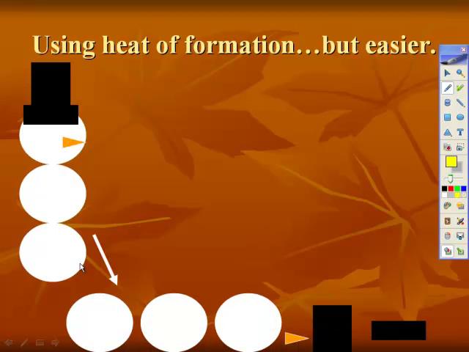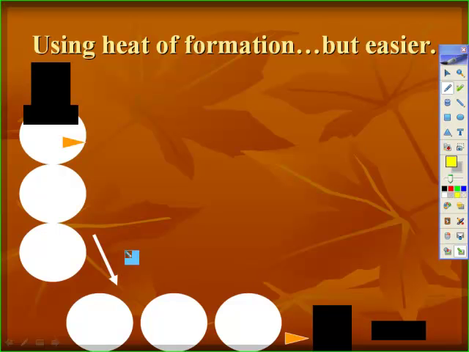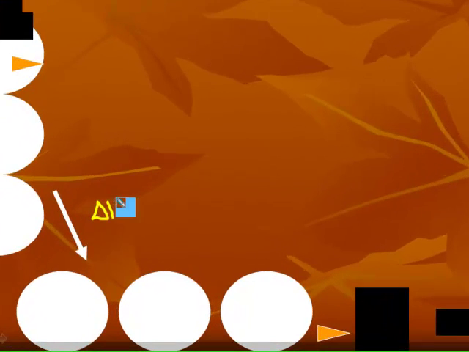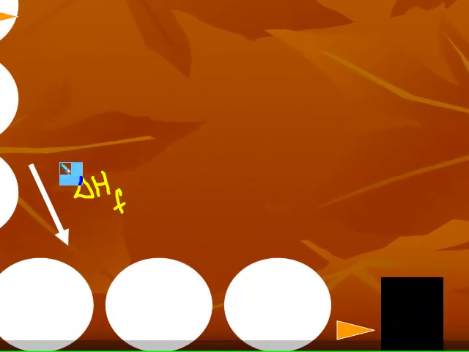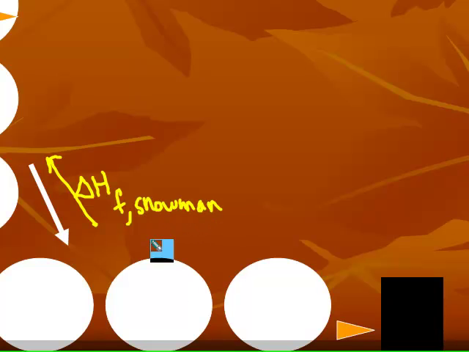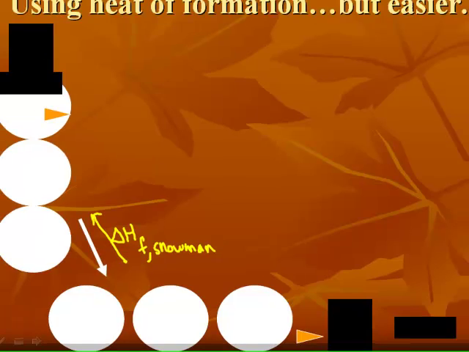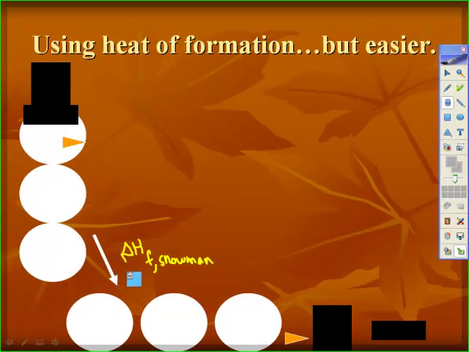If I completely disassemble the snowman into his elements, that sounds to me like a heat of formation, but opposite. Heat of formation would be this way, where I took all the snowman's pieces and put them together and made him into a snowman. What I'm actually doing in this reaction is not putting them together, but taking them apart. So it's the opposite of the delta H of formation for my snowman, so I'm going to put a negative sign. It's the same process, just backwards. So I have my negative delta H of formation of my snowman.